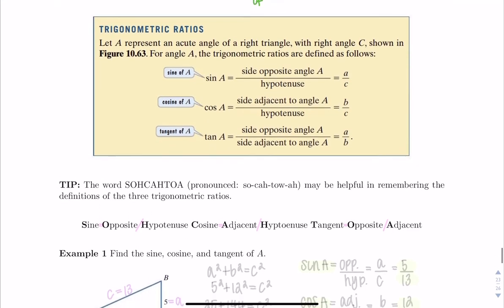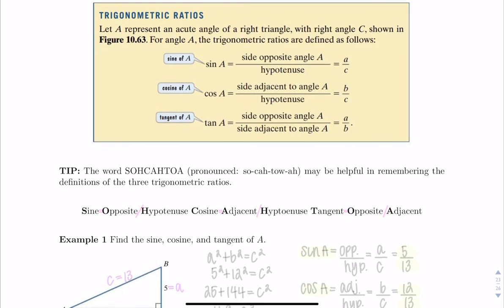And so there's a shortcut that we use to memorize, and it's SOH CAH TOA. And so the S stands for sine, which is opposite over hypotenuse. Cosine, which is adjacent over hypotenuse, and tangent, which is opposite over adjacent.